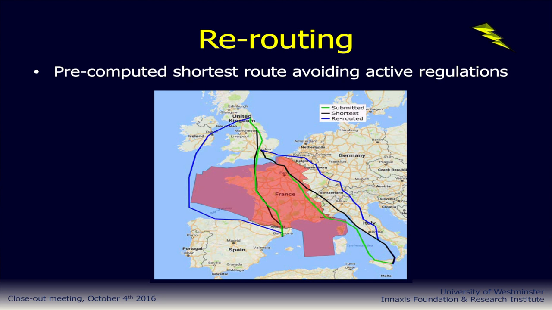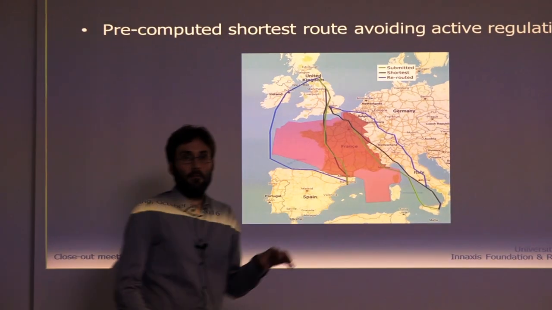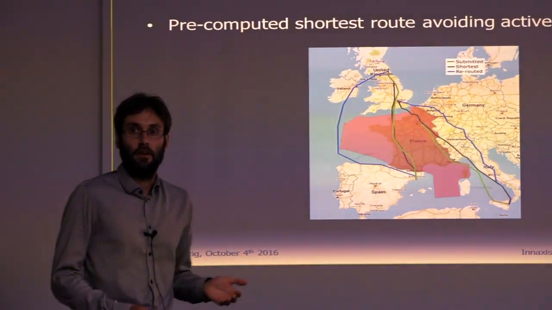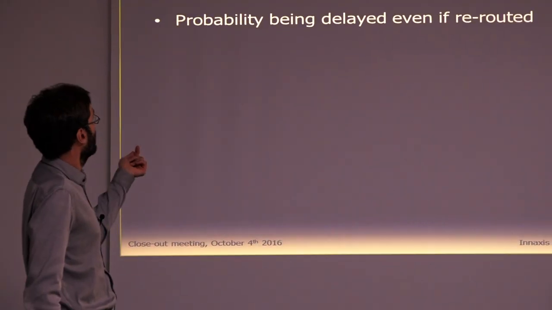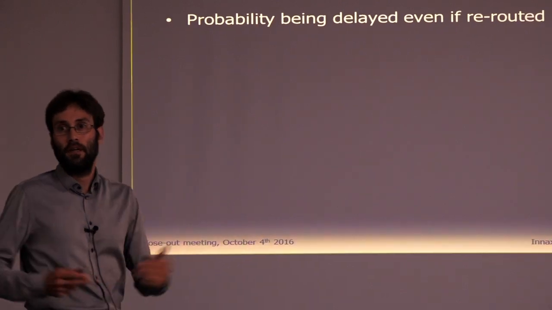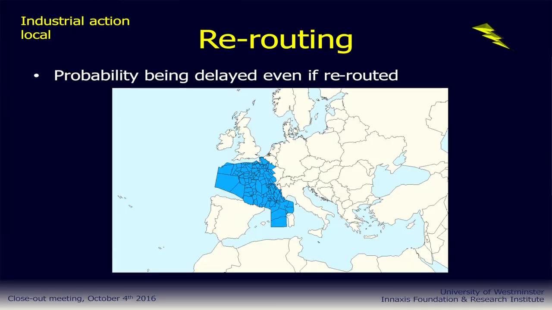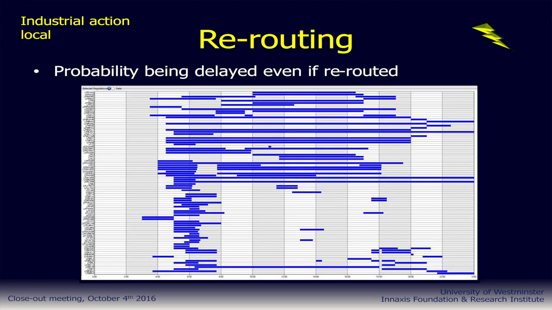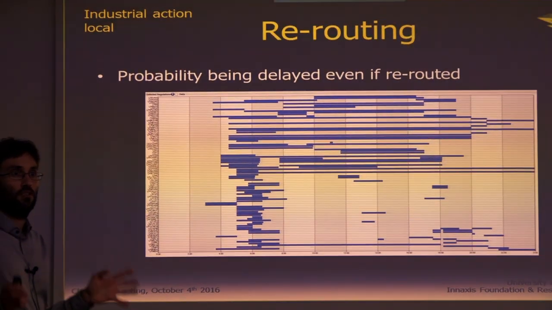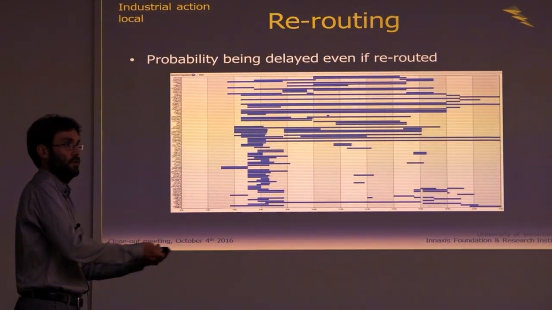One interesting thing is that when we are doing this, we are putting more pressure on Spain and on Italy, because we are shifting the traffic from their original demand. What we have assumed is that there is a probability to be in delay even if you reroute, because those areas may in turn generate delay. For example, if we look at the industrial actions in the local scope, we have the regulations in France. They are not all on at the same time, as you know. It's a temporal opening and closing of different regulations, so we have to take that into account too: which regulations are active when the flight is going to be operated.